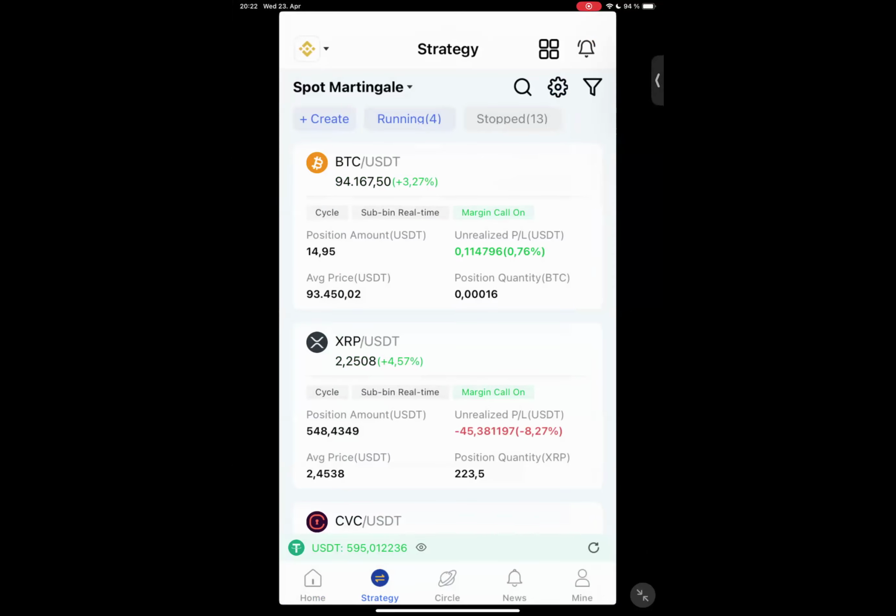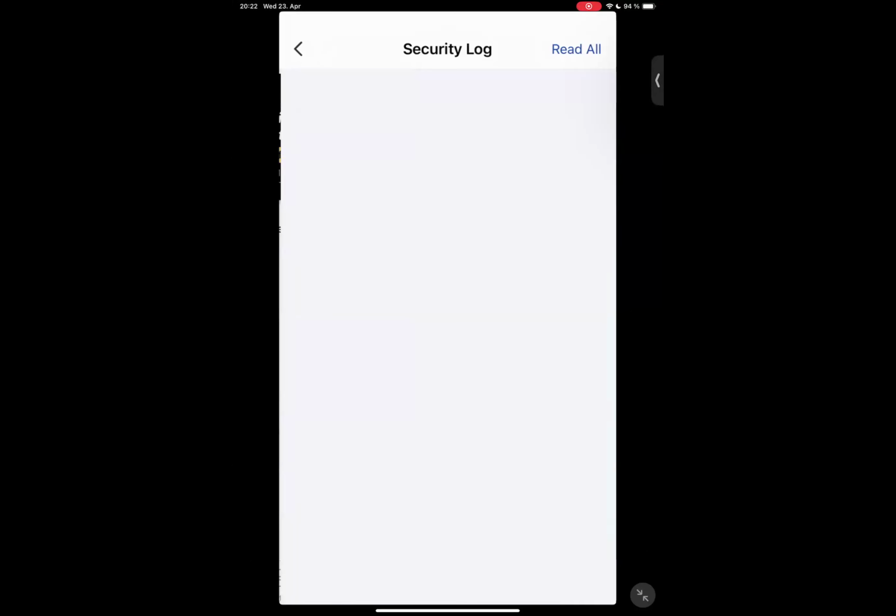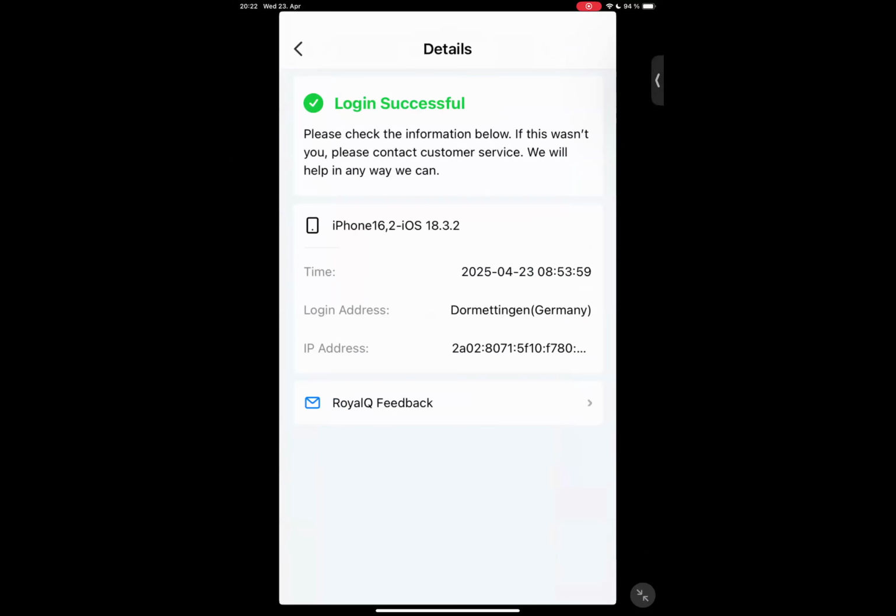Now let us move out and go back to the home. So, the security. This has to do with the security of your Royal Q account, for you to know who is coming in or who is entering into your account.